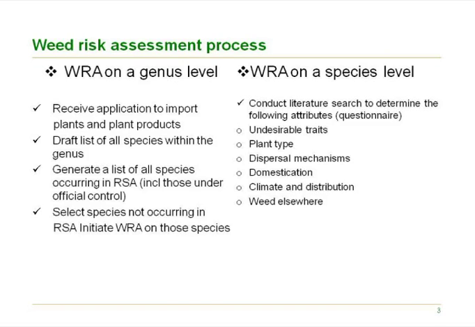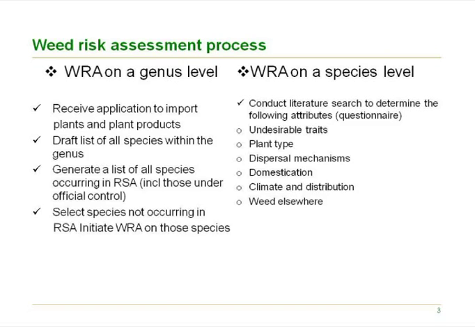What happens is we receive applications to import plants and plant products through our import permit office. Then we draft a list of all species within that genus. Out of that list, we generate a list of all species which occur in South Africa, including those under official control. Then we select species which do not occur in South Africa and we start initiating the weed risk assessment process on those species.